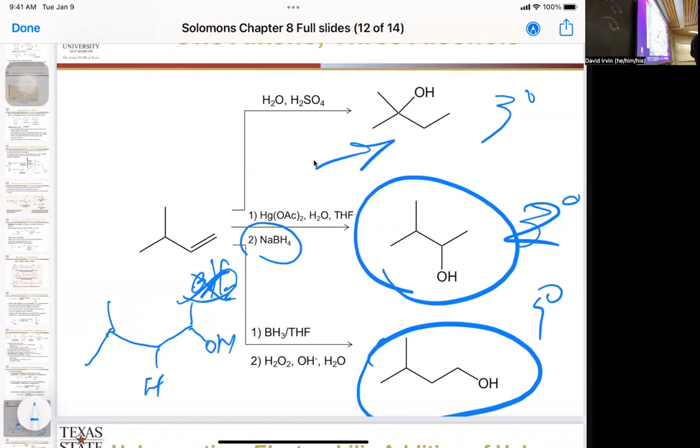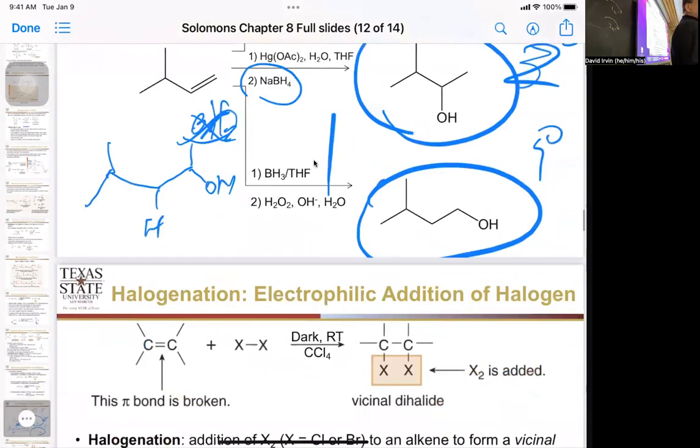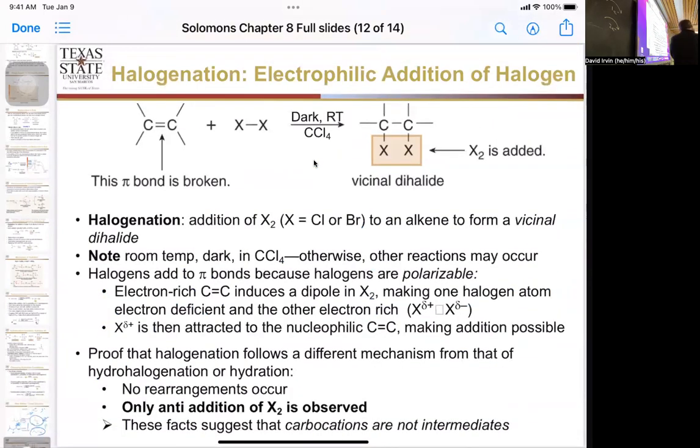This is where things start to get a little harder. You have to start paying attention to regioselectivity in our reactions as we move forward. In fact, at the end of this chapter, we're going to do what we call multi-step synthesis or retrosynthesis. All right. So the next reaction we're going to look at is halogenation. The first three reactions we saw gave us alcohols. This reaction is going to give us a dihalide, and it's always going to give us a vicinal dihalide.